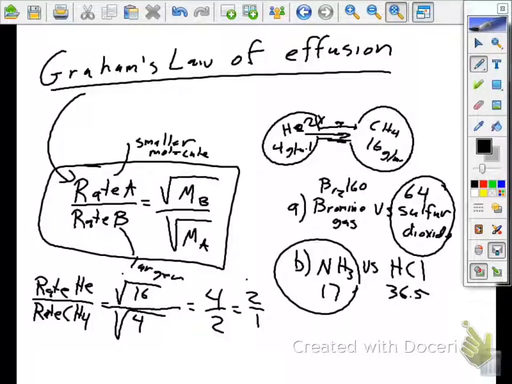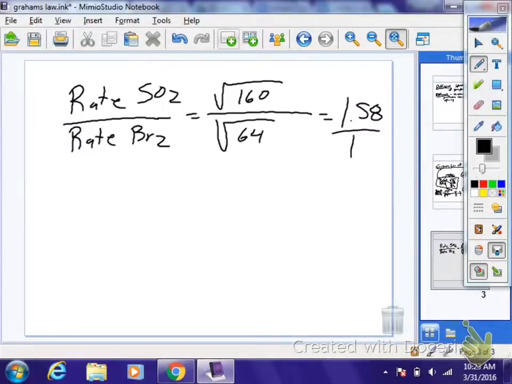Now, what I want you to do is try numbers that don't work as well. Tell me how much faster sulfur dioxide is compared to bromine, so you've got another example to look at. Okay? Do bromine versus sulfur dioxide. Again, that would be rate of SO2 over rate of Br2. Then you invert them, square root of 160 over square root of 64. And that would get your answer.